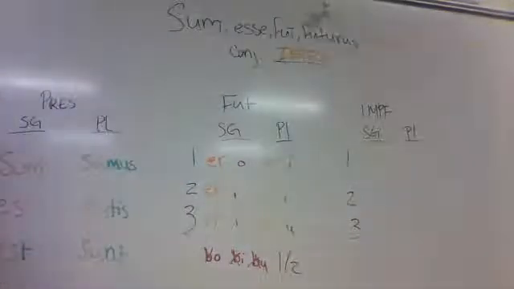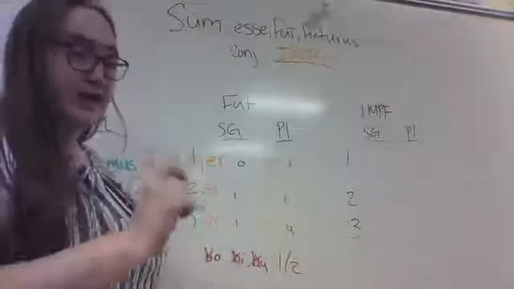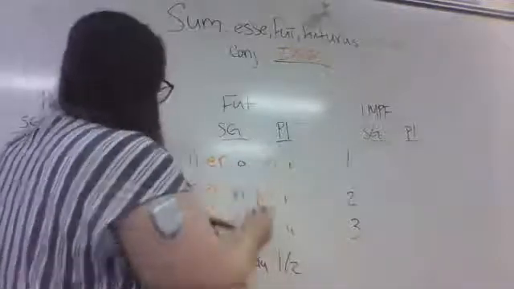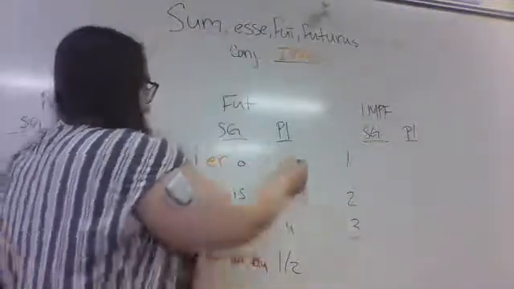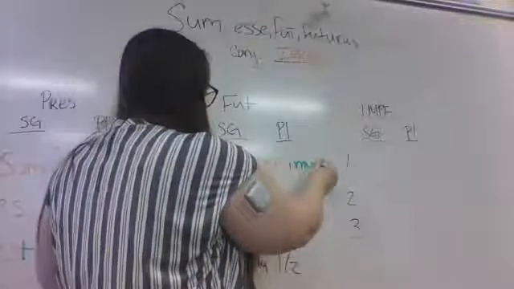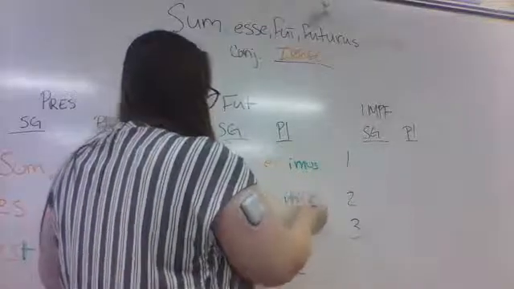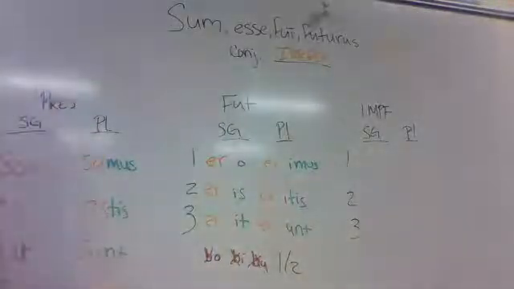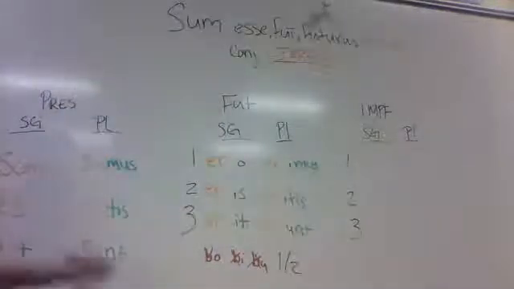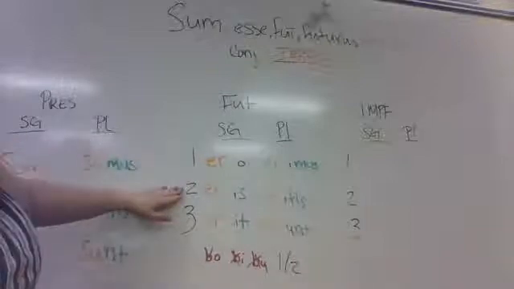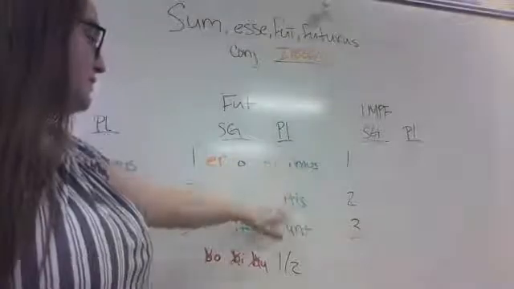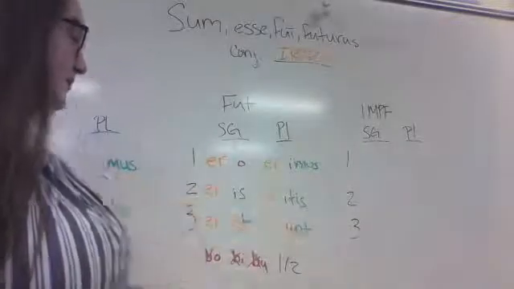And then, like always at the very end, we put on our personal endings, which are O, S, T, MUS, TIS, and T. And that is how we do future. So I will be, you will be, he, she, it will be, we will be, y'all will be, and they will be.